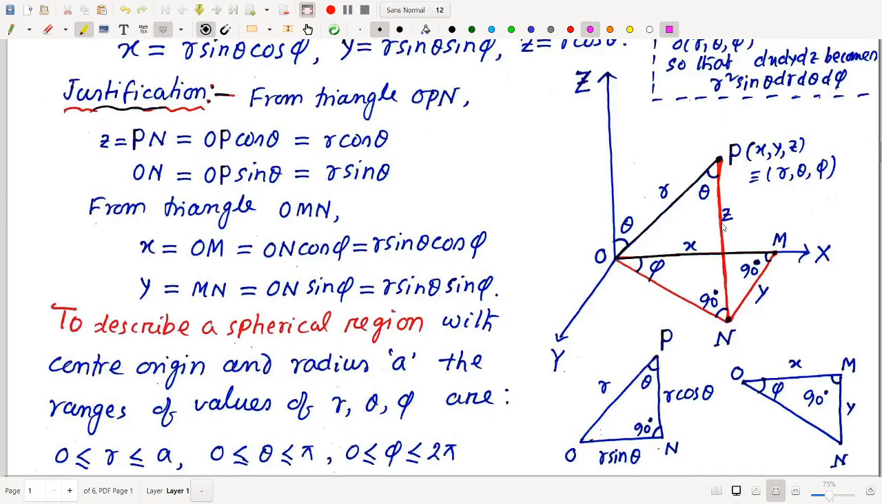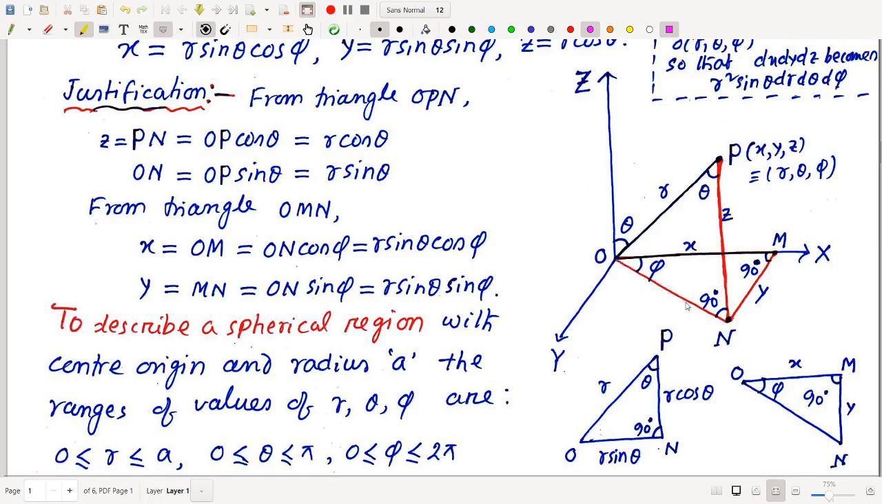Now what is the relation between them? Here NM is perpendicular on the x-axis, so OMN is a right angle triangle. OM is x, MN is y. And PN is perpendicular on the xy plane.